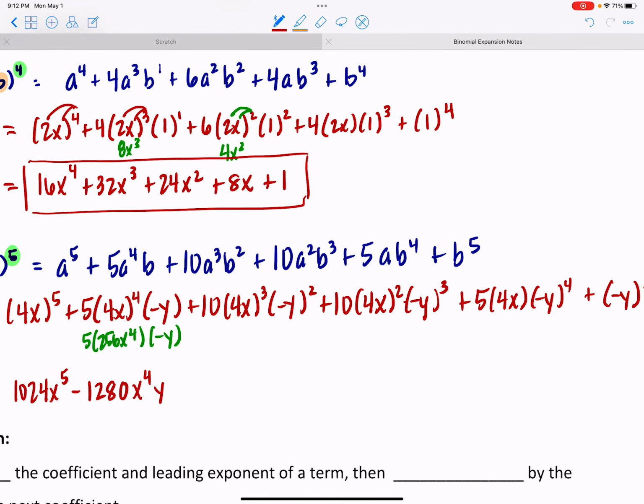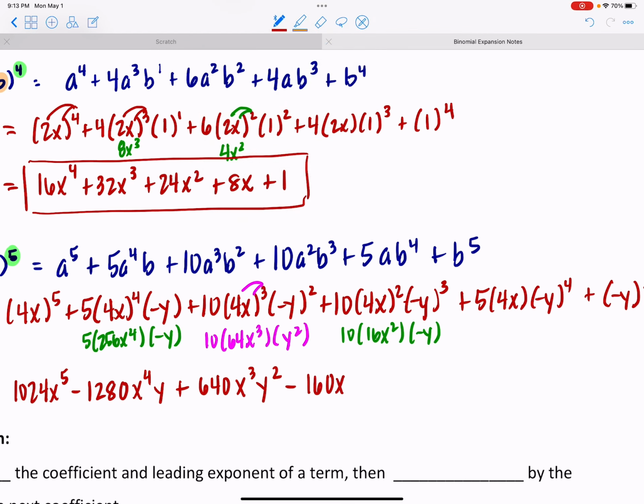So let's look at the next one here. We have 4 cubed and x cubed. So this will be 10 times 4 cubed is 64, and that's x cubed. And now the negative y being squared is going to make a positive y squared. So again, the sign's going to alternate. It's going to become a positive this time. So this will be a plus. 10 times 64 is 640. And then you have an x cubed and a y squared. And then over here, this is going to be 10 times 4 squared is 16, and that's an x squared. A negative y cubed will still be a negative y. So this one's going to be a negative. 10 times 16 is 160, x squared y.